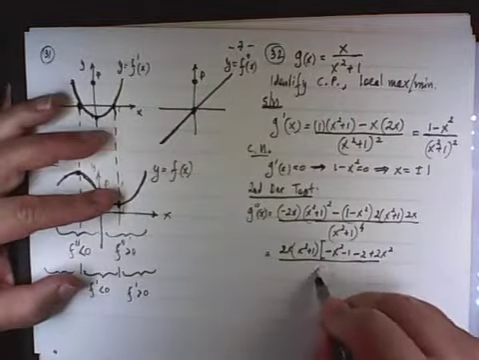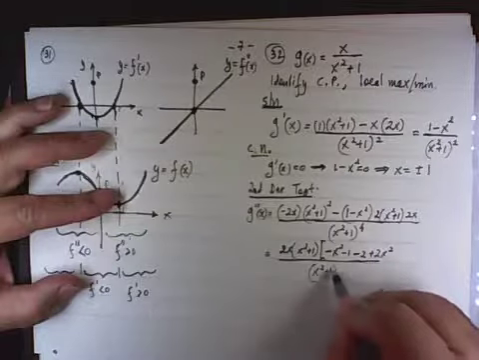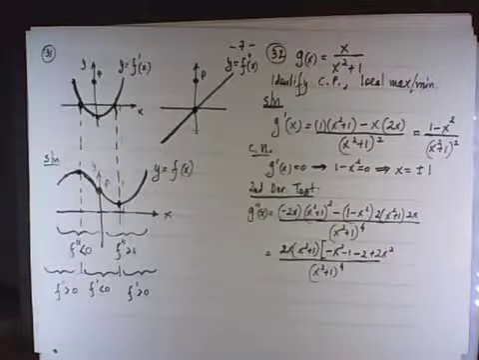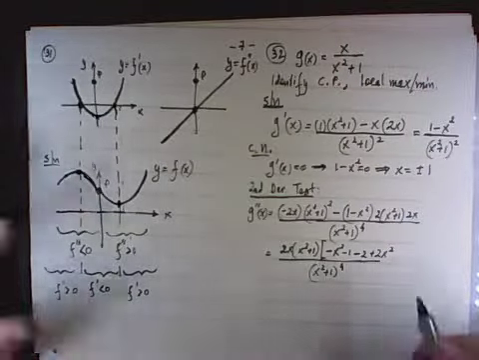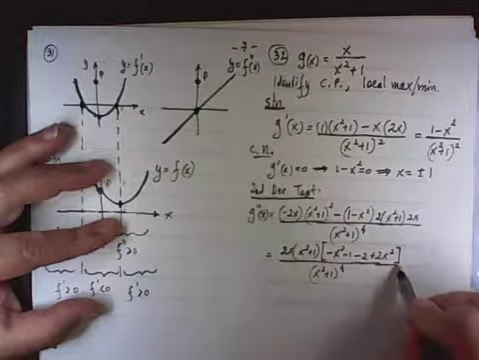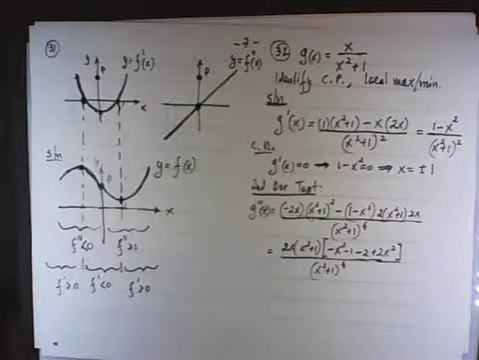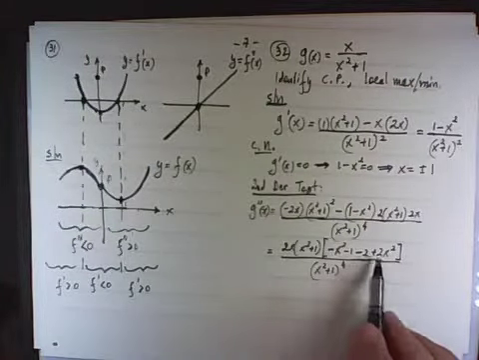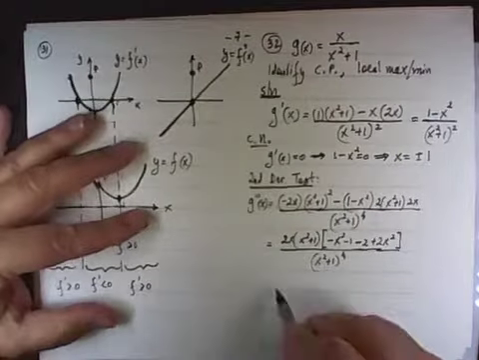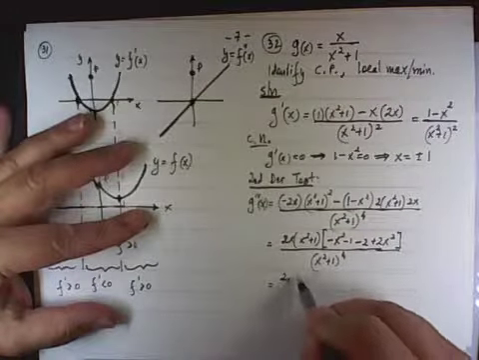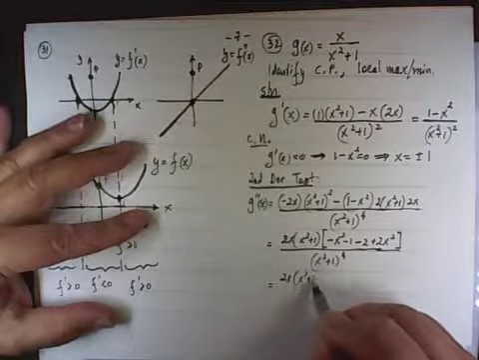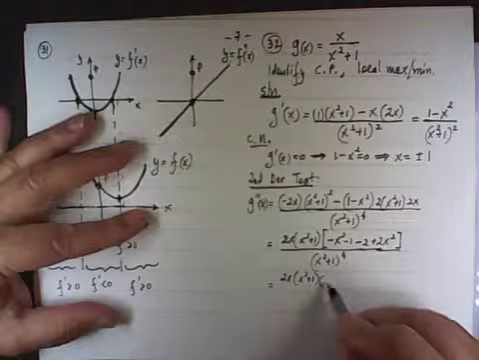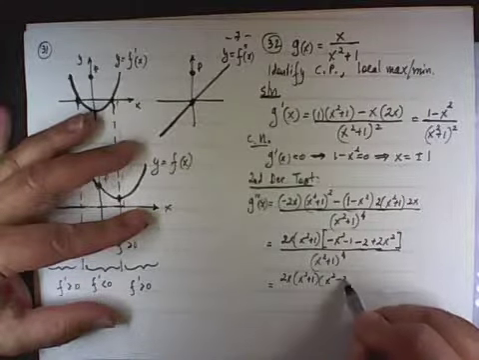And all of it is divided by (x squared plus 1) to the 4th. Close the bracket. Okay? So we have x squared minus 3. So we end up having 2x times (x squared plus 1) times (x squared minus 3).